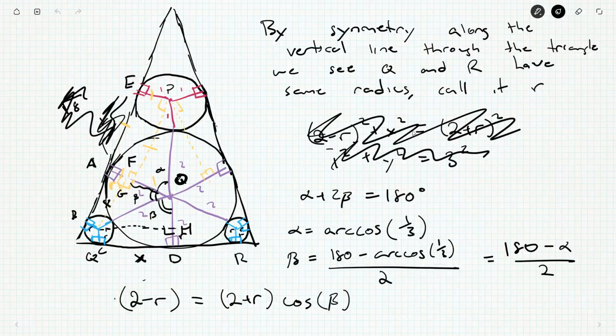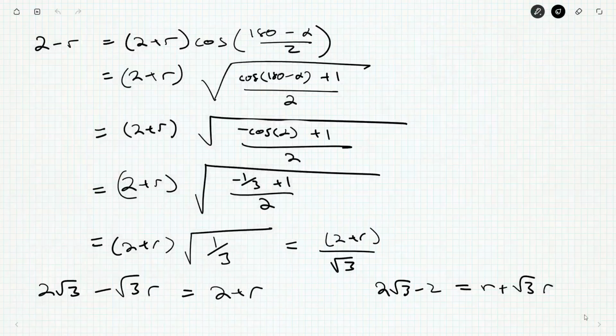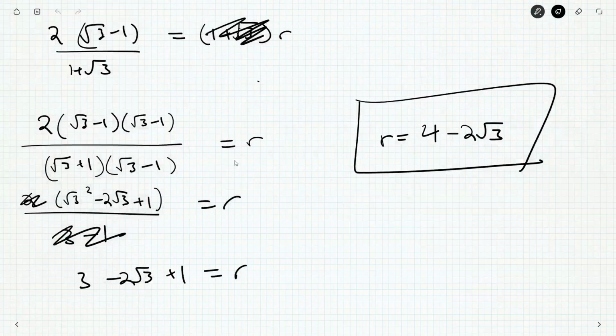So I started off not doing it quite the right way, but, well, certainly not the right way for how I eventually did it. But, yeah, there we go. So r is 4 minus 2 root 3. Not a bad question.